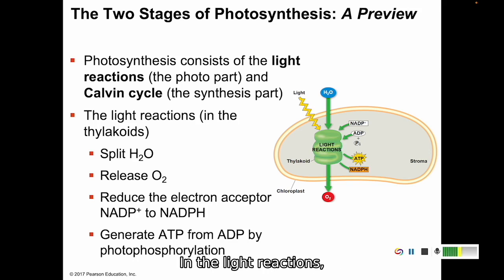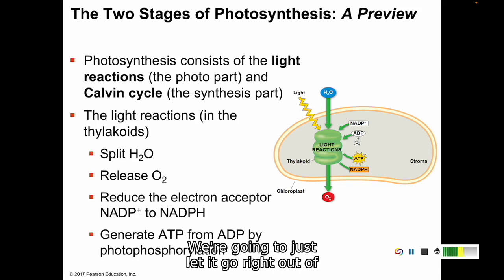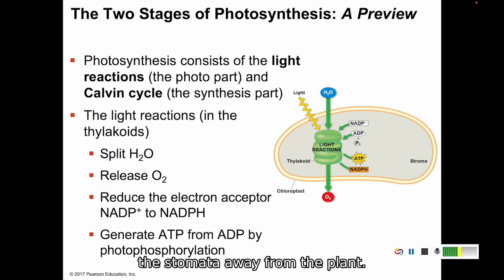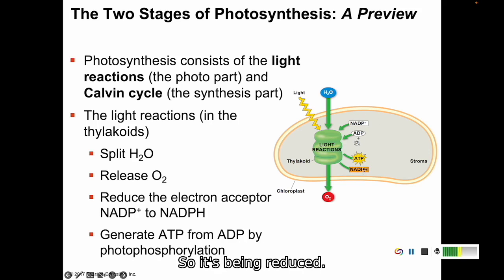In the light reactions, we're going to take that sunlight energy and use that to split water to make those three products. Release oxygen. So we've made our oxygen. We don't need it around. We're going to just let it go right out of the stomata away from the plant. We're going to reduce NADP plus into NADPH. So it's being reduced, it's picking up electrons. This is another electron acceptor.